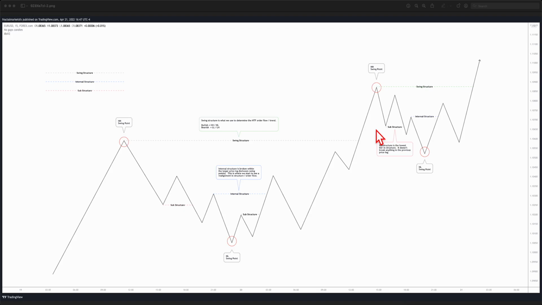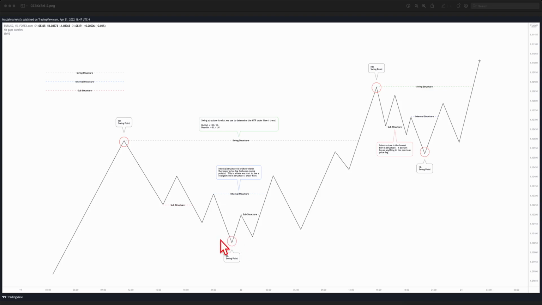Now I want to talk a little about internal structure and how we use it to interpret what the next move in the market is. As mentioned, we get the low, we get the high, we come down in, we break up, we break down, and you can see that we have bearish internal structure that happens within here.